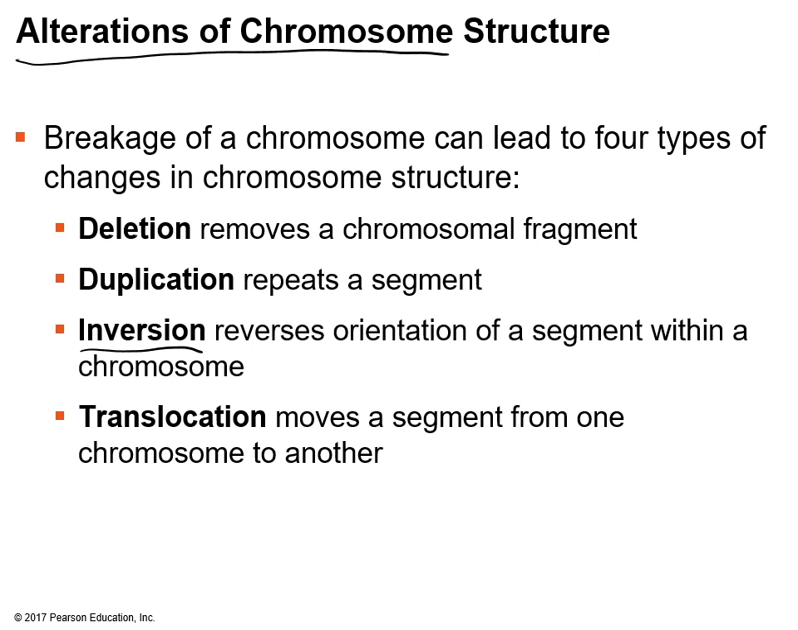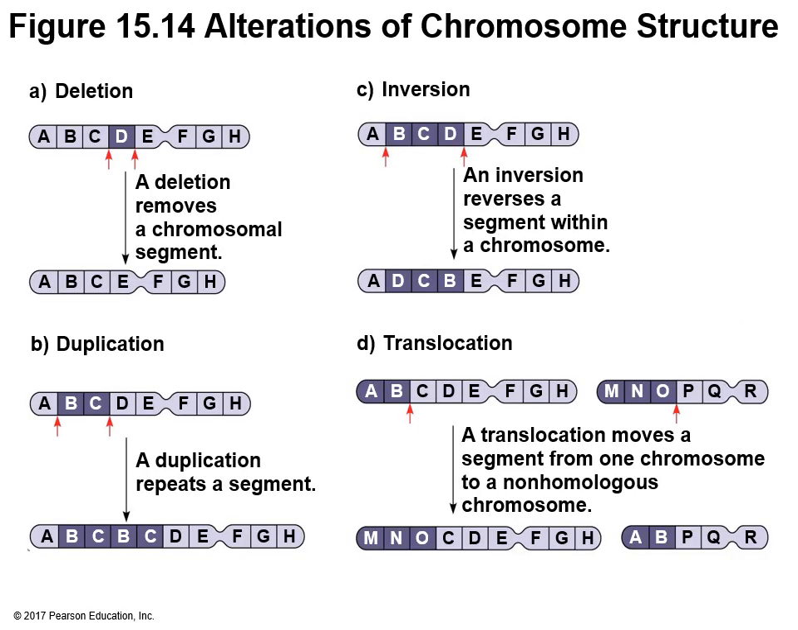And translocation is when we swap one part of one chromosome with part of another chromosome. So we swap sections of chromosomes between 2 different chromosomes. Here are some diagrams that show you the different chromosome alterations. In deletion, we deleted part D of the chromosome, and afterwards we don't have D. Duplication is when we duplicate a section of chromosome, so section BC is duplicated afterwards.